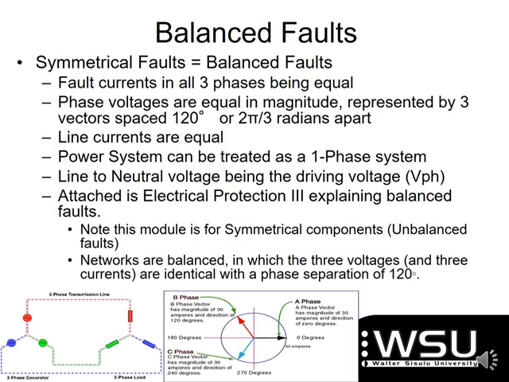The first fault that I'm going to introduce to you very quickly is the symmetrical fault. Funny enough, your symmetrical components don't apply to symmetrical faults, because symmetrical faults are balanced faults. In other words, all of your phases have the same current and the same voltage magnitude, 120 degrees apart. Your power system can be treated as only one system, where you look at just the one phase and multiply that by 3 to get what is happening on your other two phases.